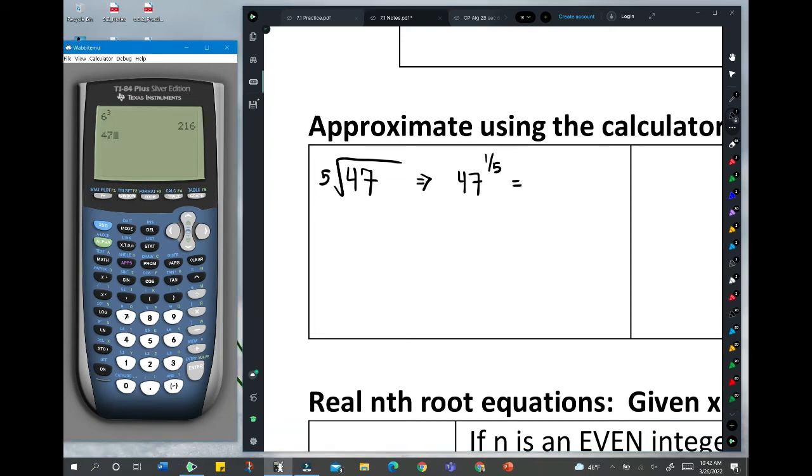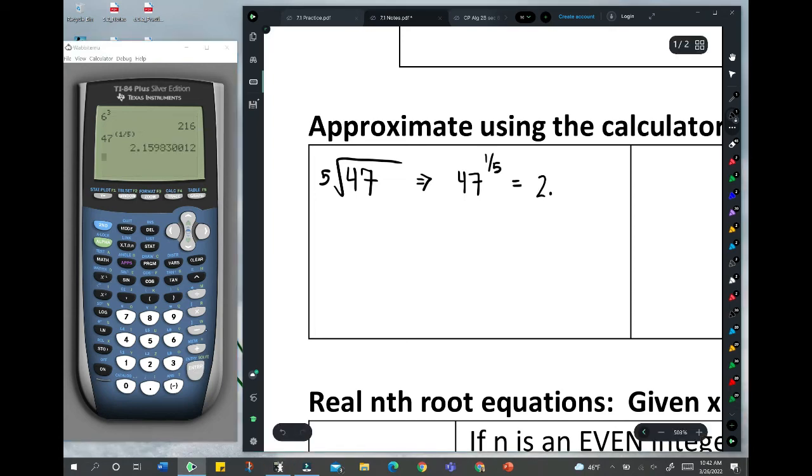That's a little easier to type in. So if I type in 47, caret, parentheses 1/5, I would always put that in parentheses. You are going to get 2.16. So round to 2 decimals if you can. Okay, so I would rewrite it as a fraction and then use your calculator from there.